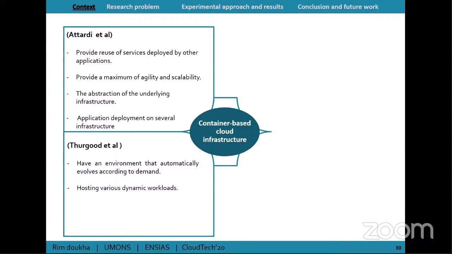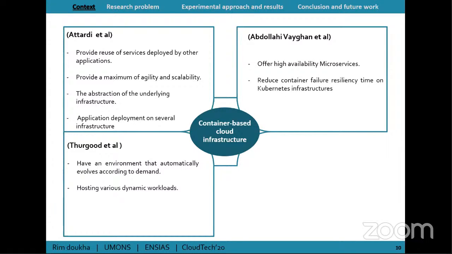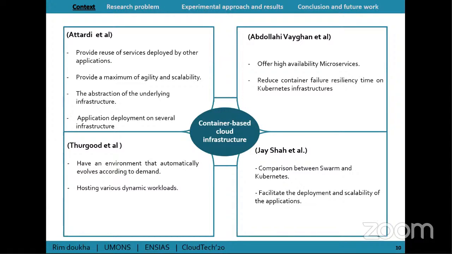And for the next one, their goal is offering a high availability of microservices and reducing container failure resiliency time on Kubernetes infrastructure. And for the last one, they did the comparison between an infrastructure using Swarm and Kubernetes, and also facilitated the deployment and the scalability of the application.